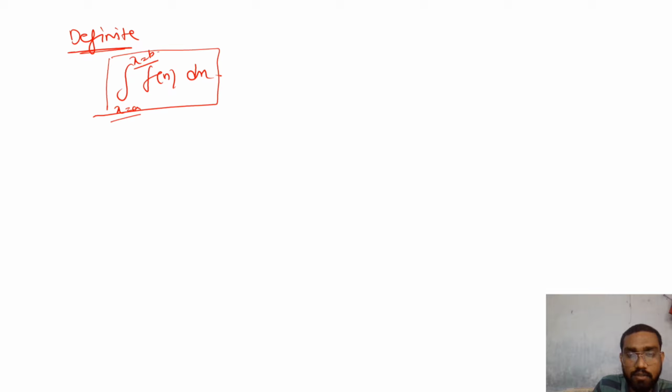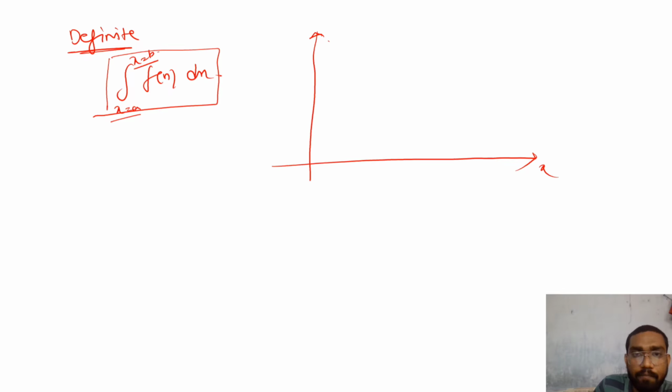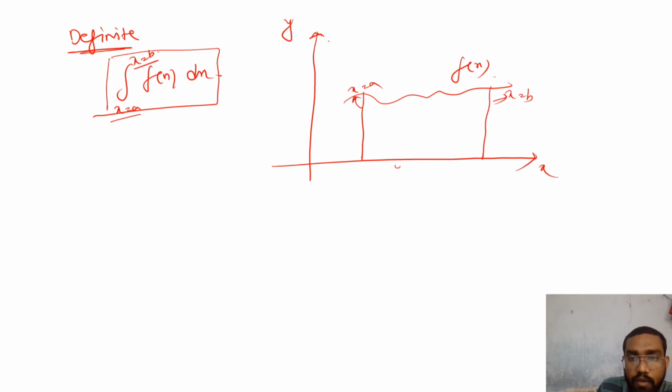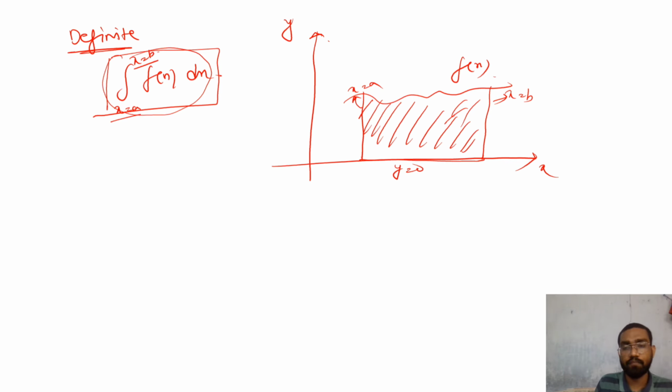Now we discuss here. Let us take a two-dimensional graph, the xy plane. This is the x-axis, this is the y-axis. Now this is the function f of x. Now x equal to a is the line parallel to y, x equal to b is the line parallel to y, and y equal to 0, that is the x-axis. Now the area of this region gives the definite integration. Okay, this is the main concept of definite integration.